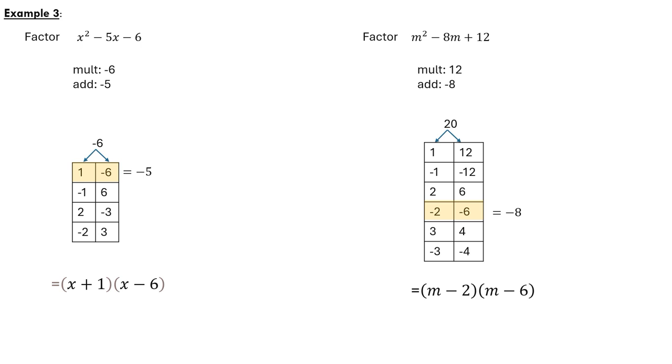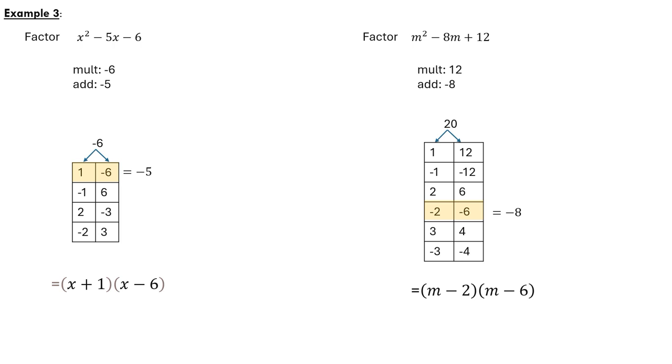So for x squared minus 5x minus 6, we're looking for a pair of numbers that multiply together to give us negative 6 and add together to give us negative 5. When we write out our pair of factors, we look at the one pair of values, 1 and negative 6, which satisfy the requirement that they add up to negative 5. So 1 times negative 6 equals negative 6, and 1 plus negative 6 equals negative 5.